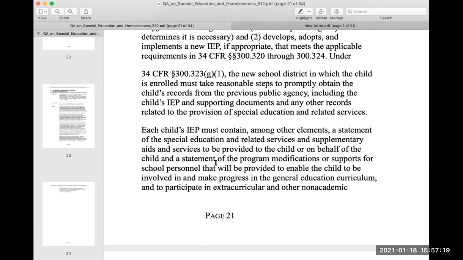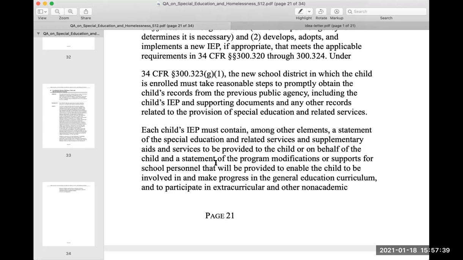Under 34 CFR paragraph 300.323(g)(1), the new school district in which the child is enrolled must take reasonable steps to promptly obtain the child's records from the previous public agency, including the child's IEP and supporting documents and any other records related to the provision of special education and related services.